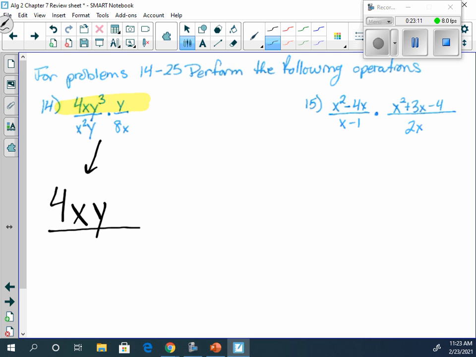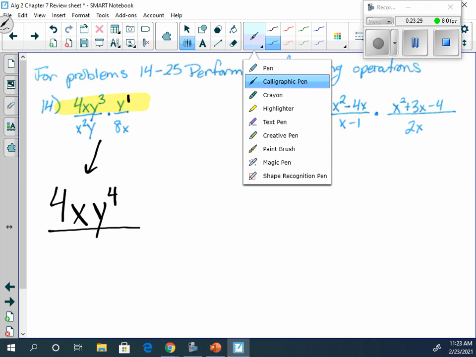Now, y cubed times y to the first, or just y, when bases are the same, we add the exponents. So 3 plus 1 gives us 4. So we can go on and just multiply those numerators together. We can do the same thing for the denominators.